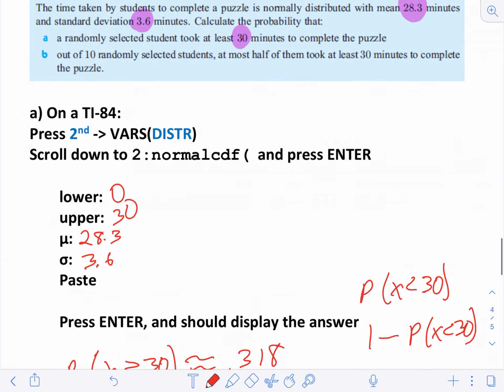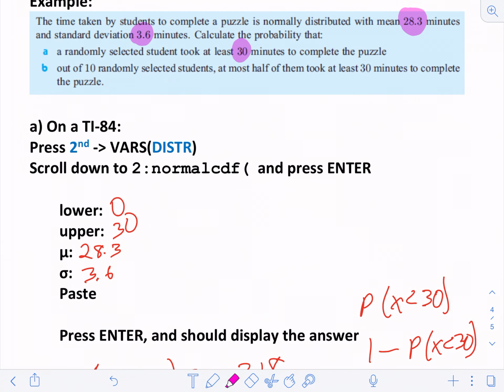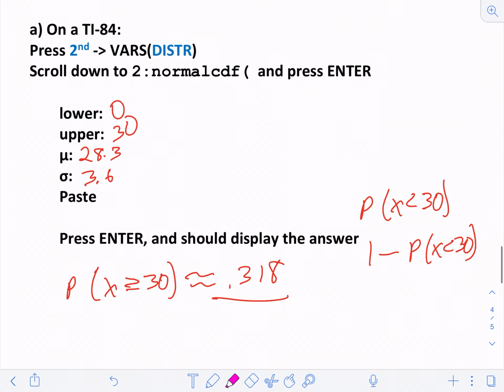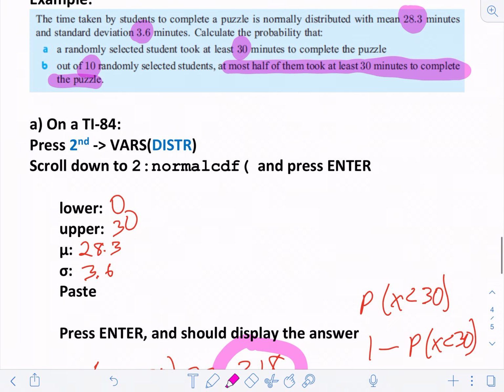Let's look at part B though. Part B says, out of 10 randomly selected students, what's the probability at most half of them took at least 30 minutes to complete the puzzle? Well, we're selecting 10 students. So we know the probability of a student taking 30 minutes is 0.318. But if I'm selecting 10 of them at random, what's the probability that at most half of them took that?